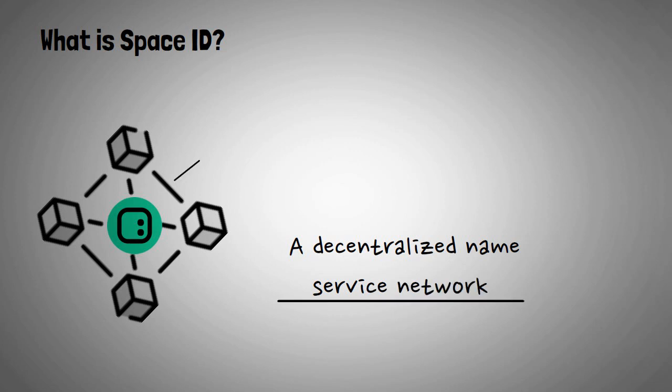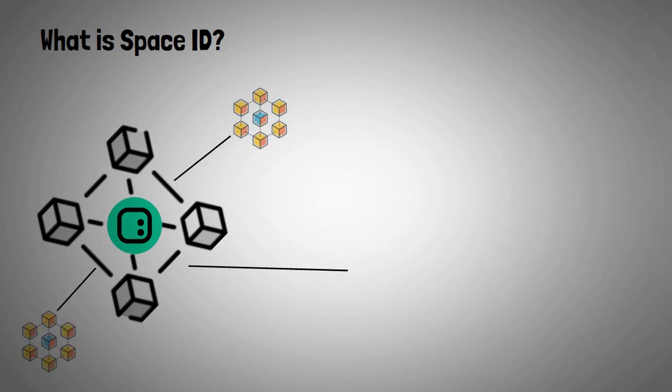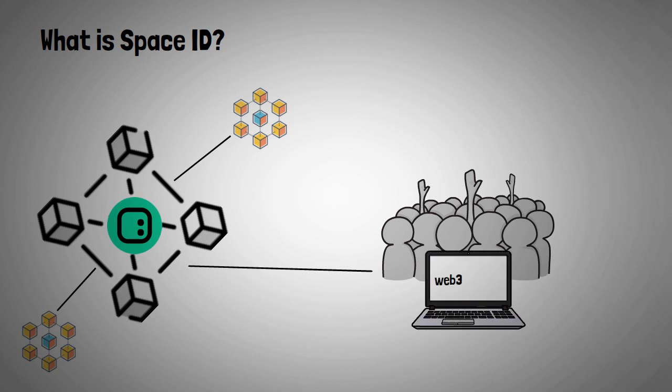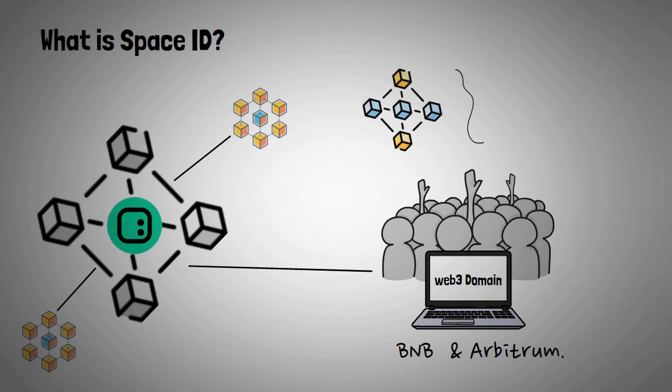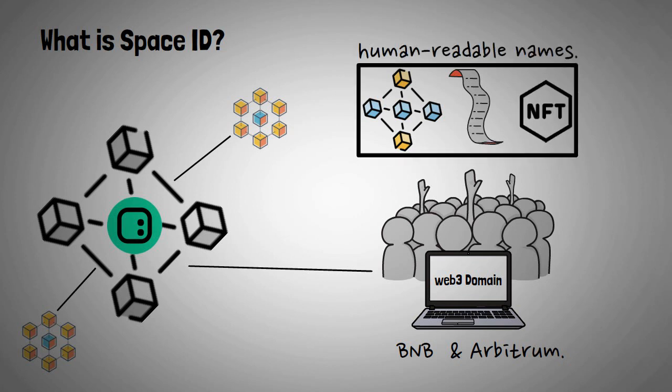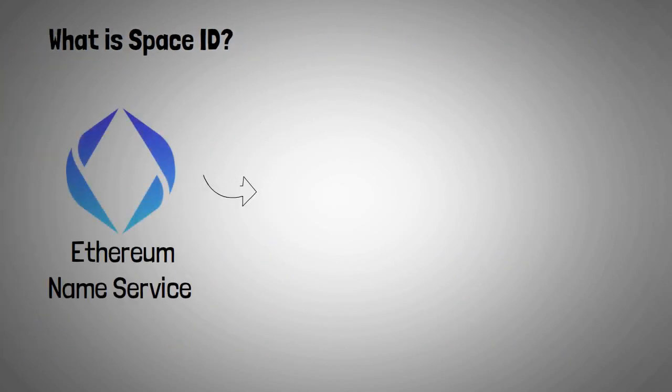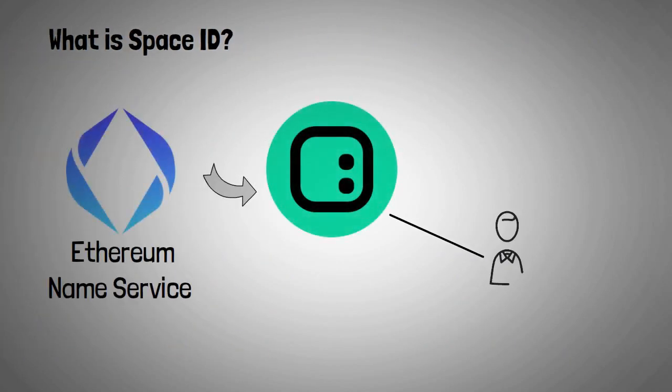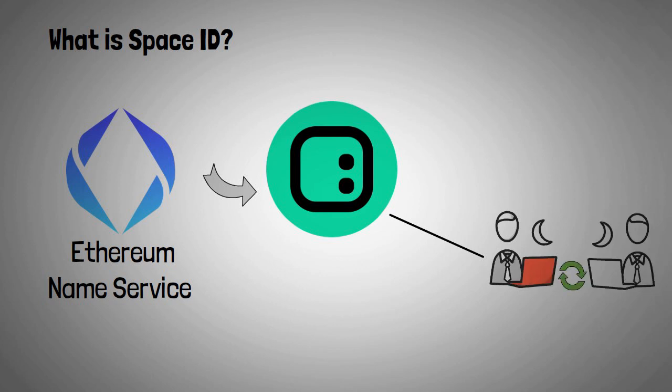First off, what is Space ID? Space ID is a decentralized name service network that operates across different blockchains. It provides users with the ability to register their own Web3 domains on various blockchains, including BNB Chain and Arbitrum. This allows users to access decentralized applications, smart contracts, NFTs, and other blockchain-based resources through human-readable names. Similar to the Ethereum name service, Space ID also allows users to trade and manage different domains. This means that users can buy and sell Web3 domains or transfer ownership to others.